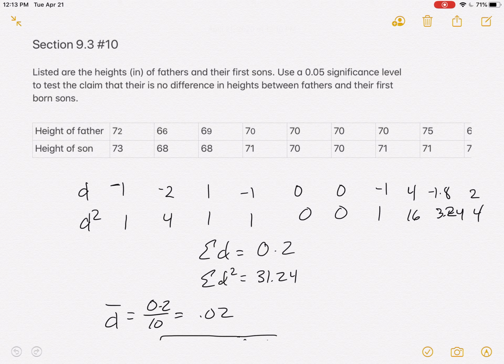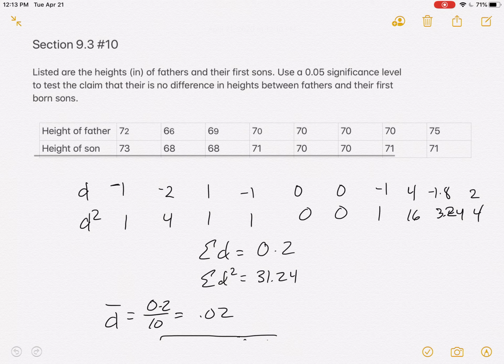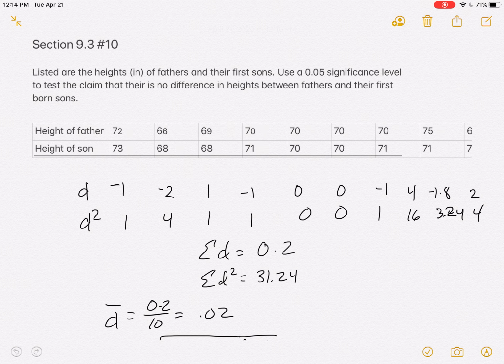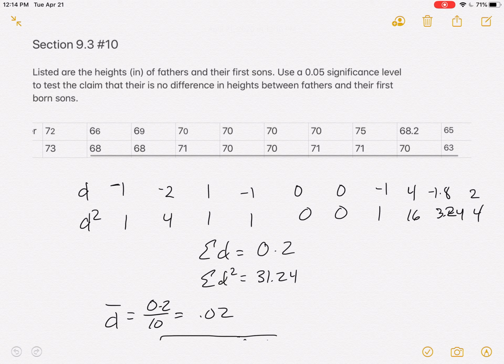And so for time's sake, I went ahead and found all the differences. I apologize because I can't get my screen to show all 10 pairings of data, so my advice would be to open up your book to chapter 10 so you can see all 10 pairs. But what I did is I subtracted the father's height and the son's height. And I always do top minus bottom. So I got a -1, then a -2, then a 1, and then a 1. 70 minus 70 is 0. 70 minus 70 is 0. 70 minus 71 is -1. And you can see where all these numbers come from, including the last ones.